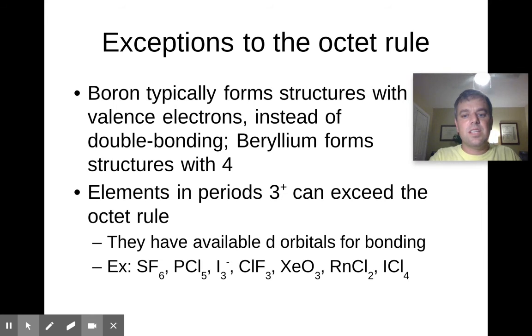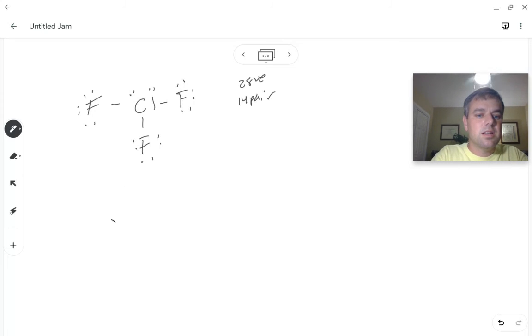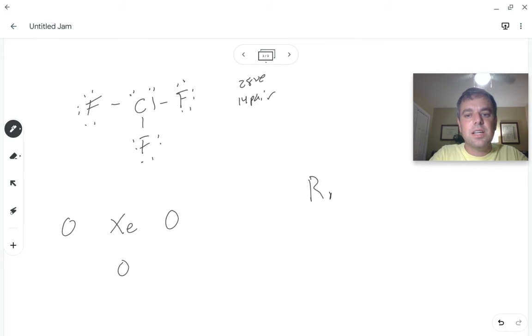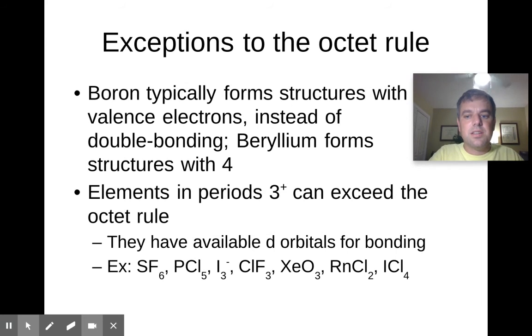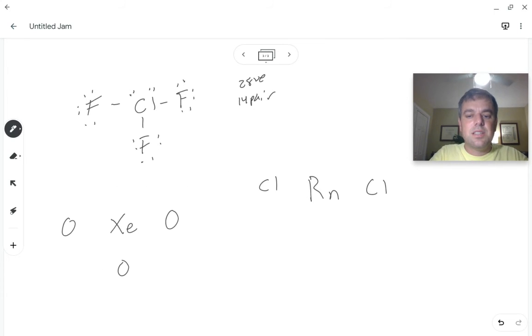Then we've got xenon trioxide, and radon dichloride, and iodine tetrachloride. So take a minute and see if you can draw these yourself.